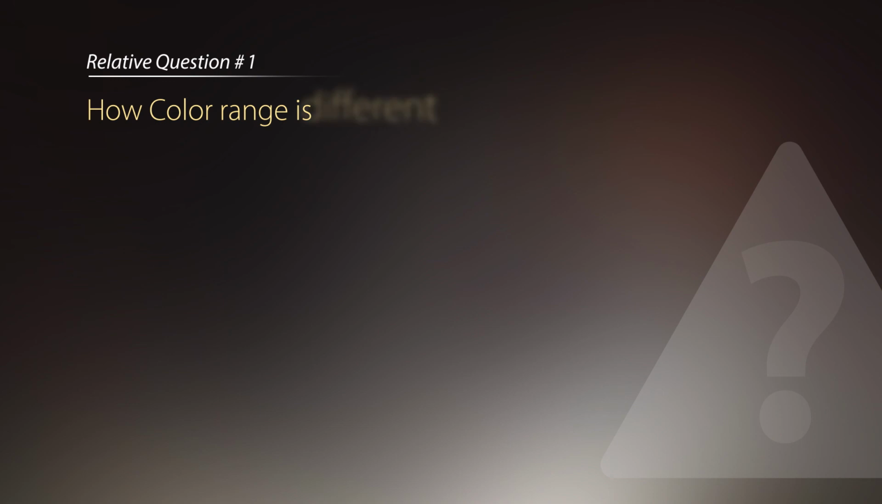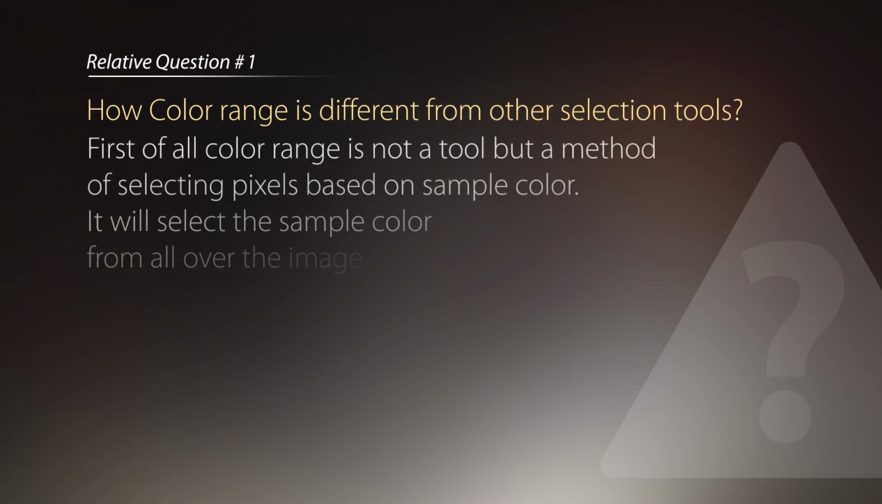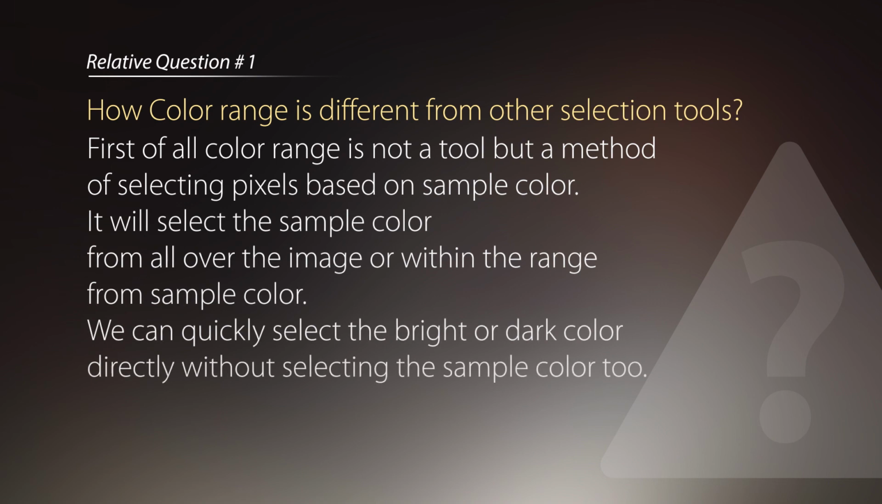Alright, now let's talk about the related questions. The first question is how Color Range is different from the other selection tools. First of all, Color Range is not a tool but a method of selecting pixels based on sample color. It will select the sample color from all over the image or within the range from the sample color. We can quickly select the bright or dark colors directly without selecting the sample color as well.